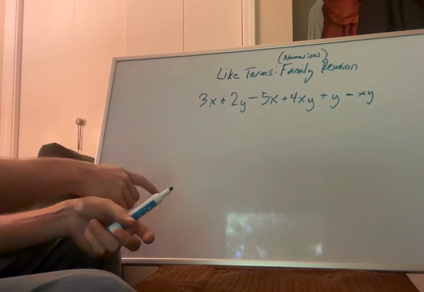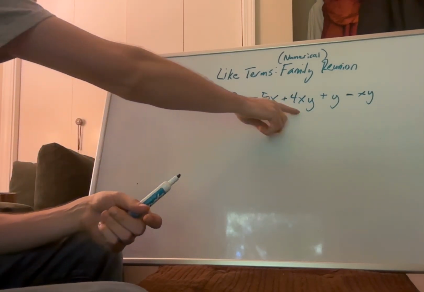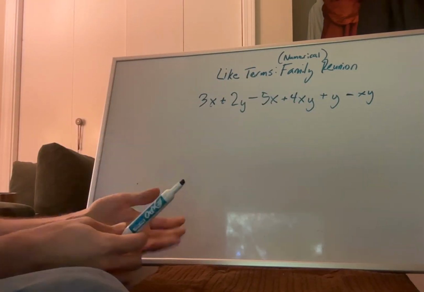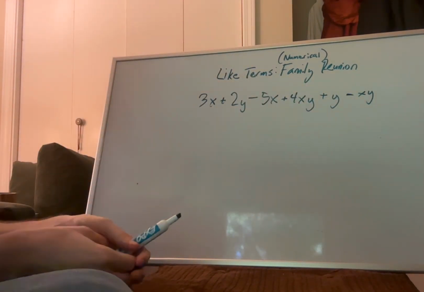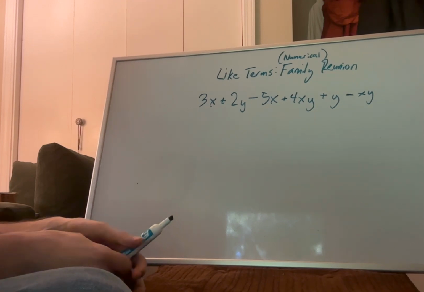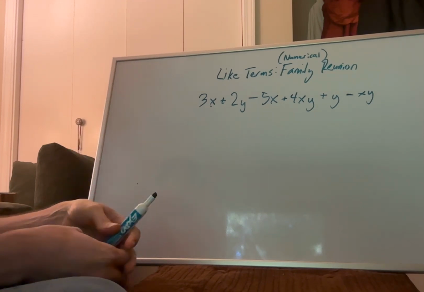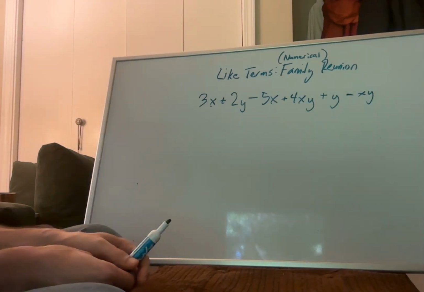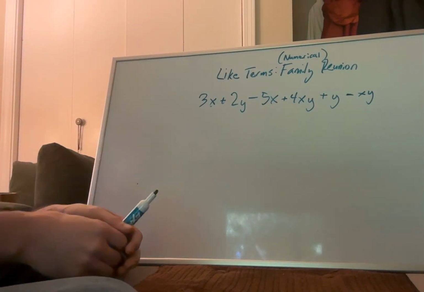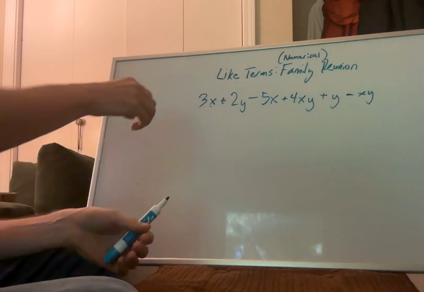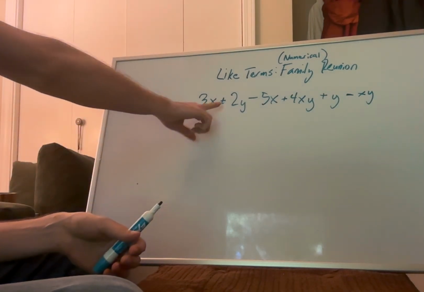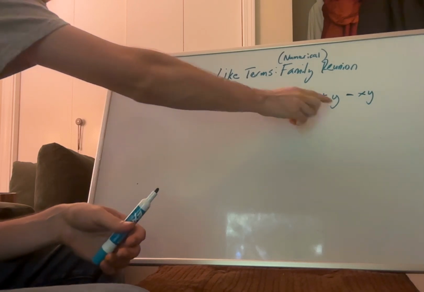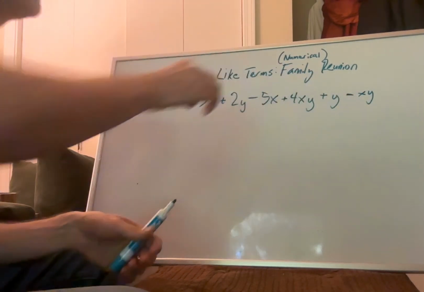3x plus 2y minus 5x plus 4xy plus y minus xy. It's a pretty long expression. But if we clean it up a little bit by combining some like terms, we can make it a little bit smaller. So what we're looking for with like terms is basically we're looking at the variable component of all of our terms, right? So the variable component would be x, then y, then x, then xy, y, and xy.